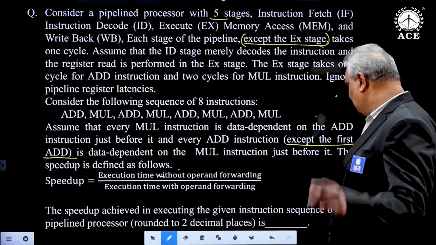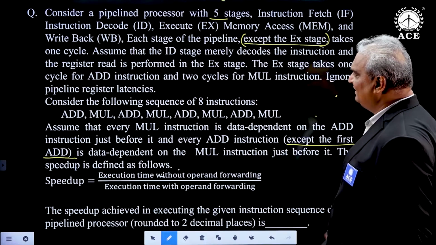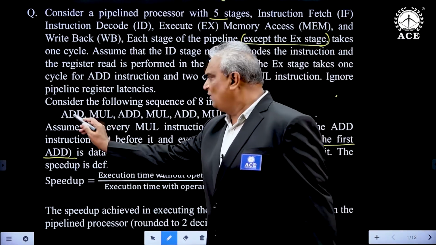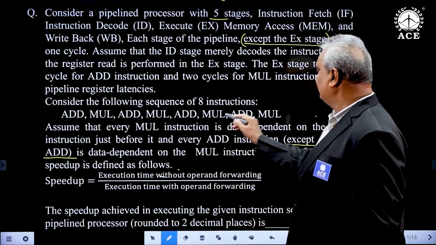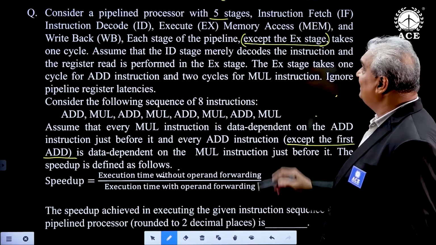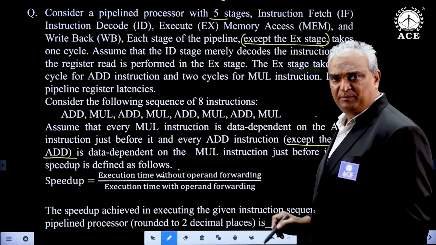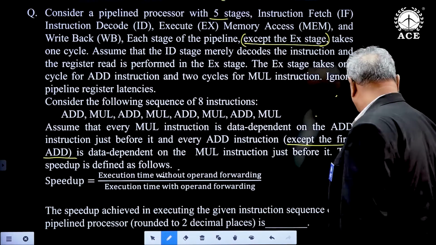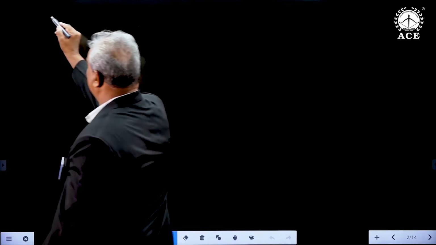Next, the solution is like this. First of all, tell me the number of instructions: 1, 2, 3, 4, 5, 6, 7, 8. The number of instructions is 8. The number of stages is 5. Okay. The solution is like this.